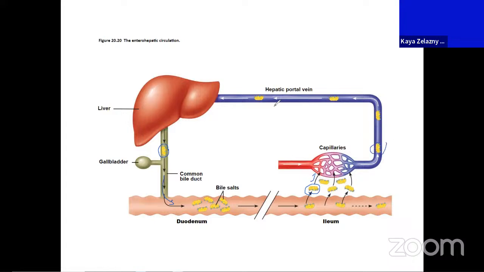And we have this portal system, right? This portal system of veins in the abdomen means that before this blood returns to the heart, it's got to pass through the liver for filtering first. So we can see those bile salts returning through our hepatic portal vein into the liver. So this is where we could recapture them and reuse them for further digestion of lipids.